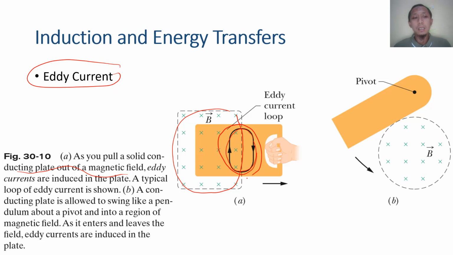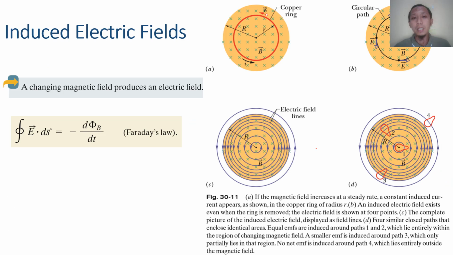And then the conducting plate is allowed to swing like a pendulum about a pivot. If we put a solid conducting plate around the magnetic field like this, with the pivot like this, it moves inside and outside of the magnetic field, and it will also generate an eddy current at the edge of the magnetic field. So these are the eddy currents.